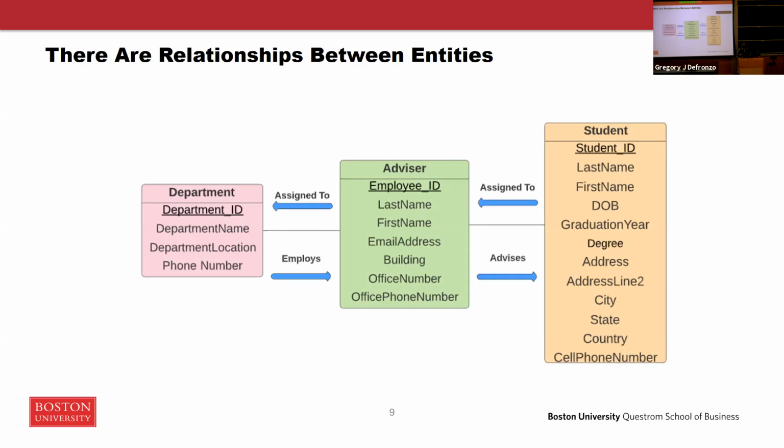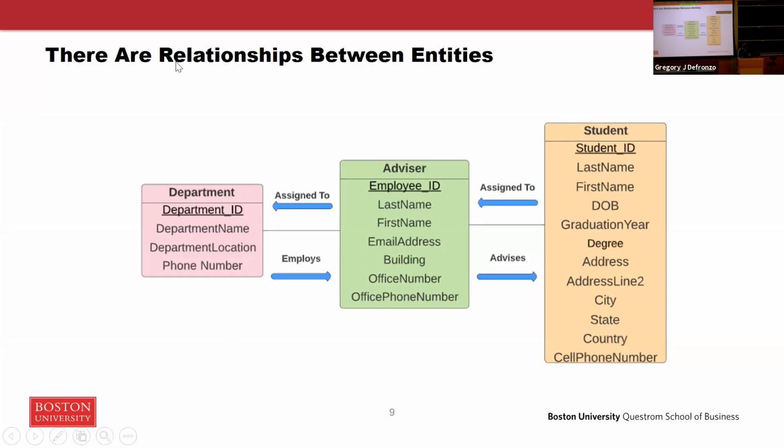Advisor, same thing, box, line, title, advisor. Employee ID or advisor ID would be the primary key. And then what are some things about the advisor that you want to know, right? And think about how you would create a spreadsheet, last name, first name, email address, etc. And then the same with student.